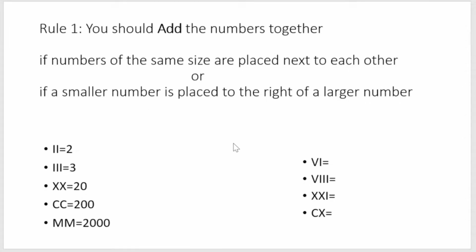The second part: you also add the numbers together if a smaller number is placed to the right of a larger number. Here, V means 5 and I means 1, so 5 plus 1 is 6, right? 5 plus 3 is 8, right? Then we have 10 and 10, both of the same size next to each other, so you add them: 10 plus 10 is 20. A smaller number is placed to the right, so you add the smaller number: 10 plus 1 is 21. Then we have C and X. X is smaller than C. C means 100 and X means 10, so 100 plus 10 is 110, right?